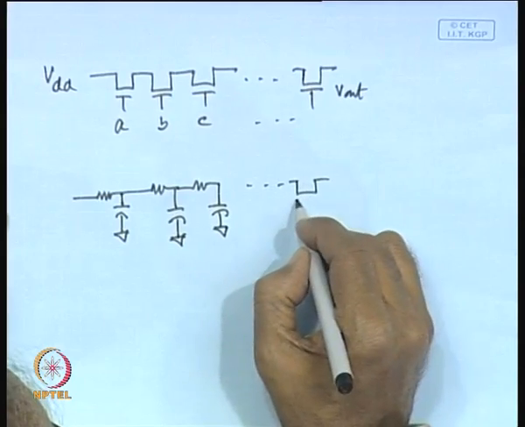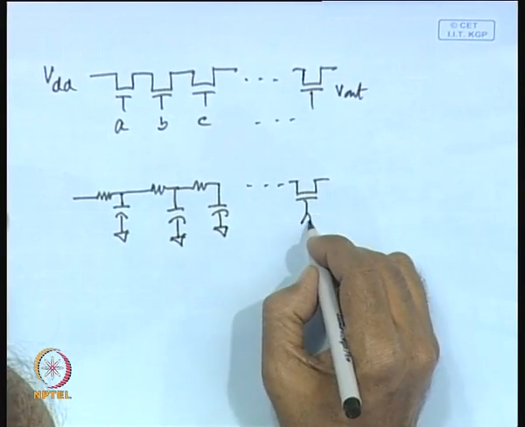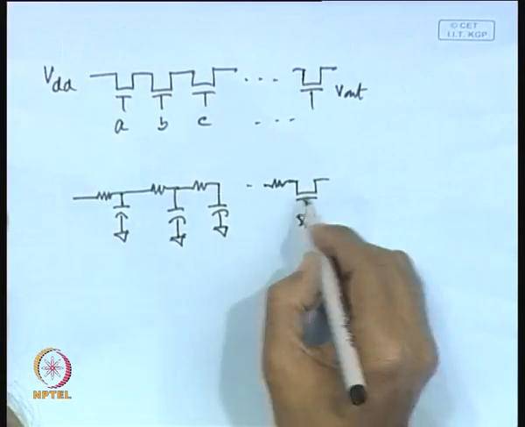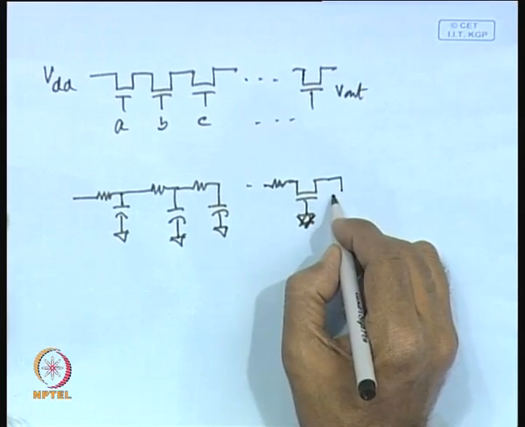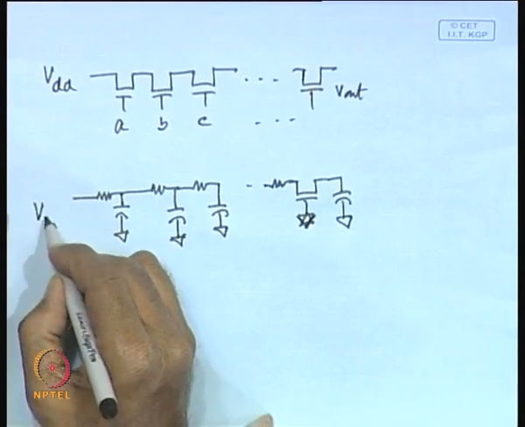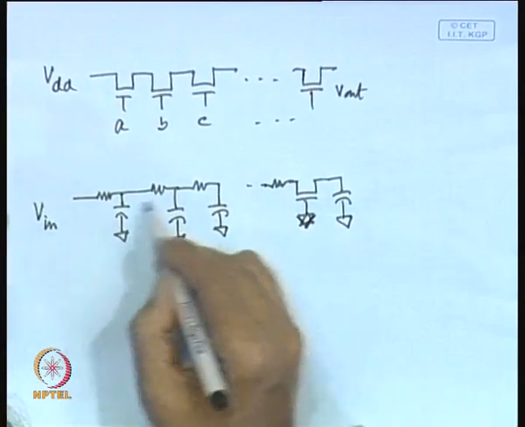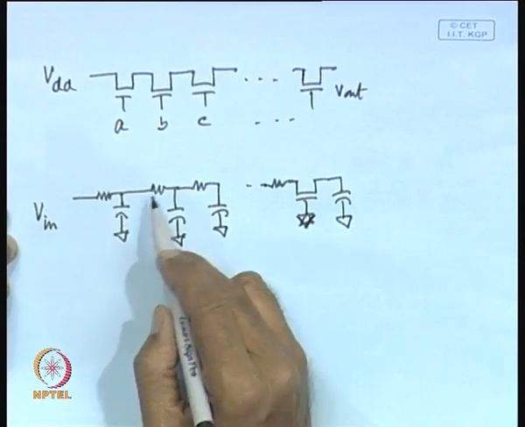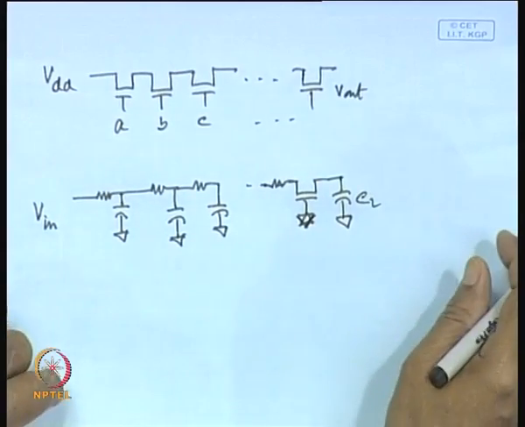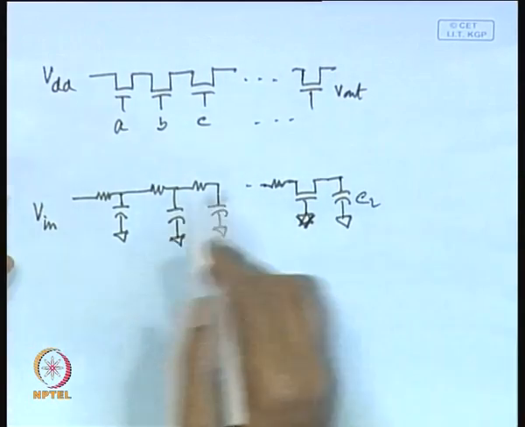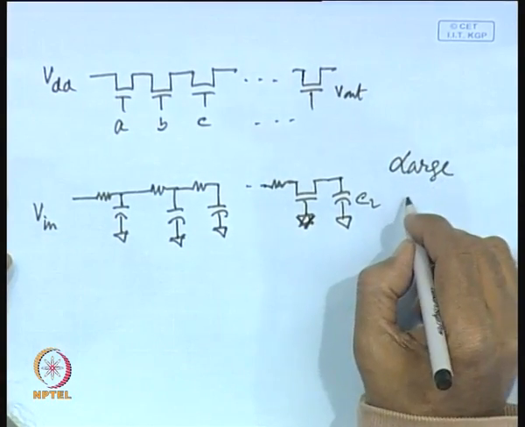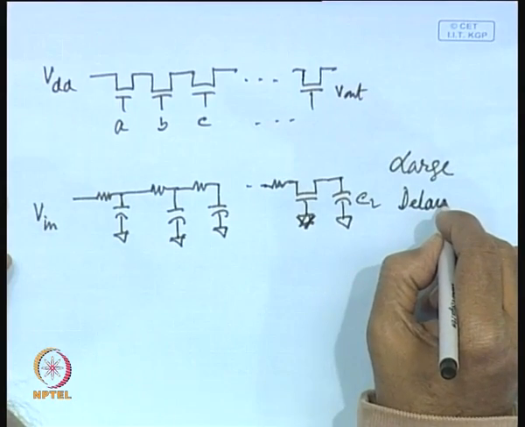If we have n transistors in series, we shall have n R and C, and this is connected to your load. So, you are applying say input here, and it is passing through n number of resistors and capacitors to the output. This is your CL. What is the consequence of this? This will lead to large delay. So, how do you estimate the delay?